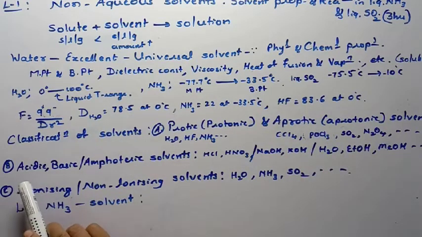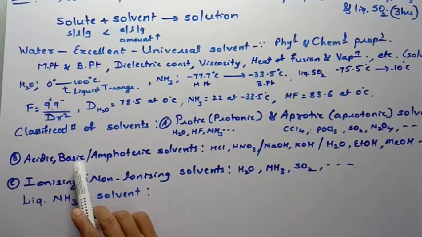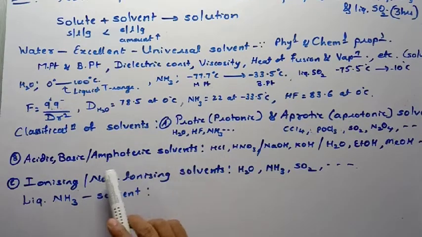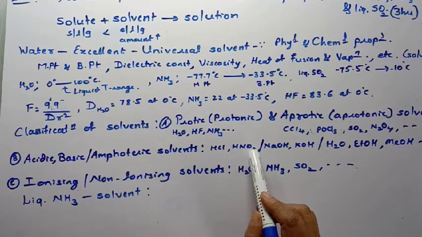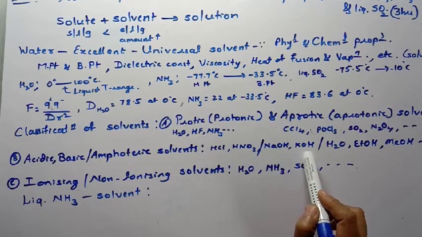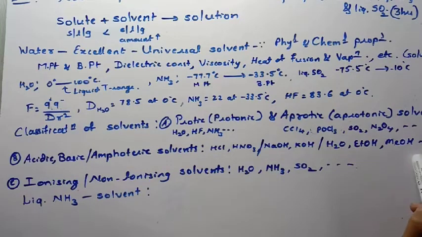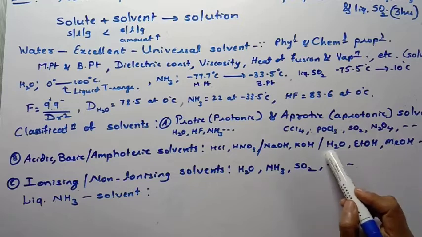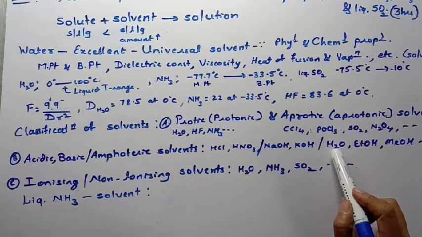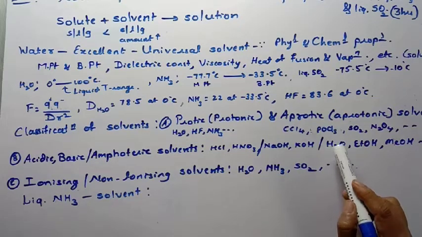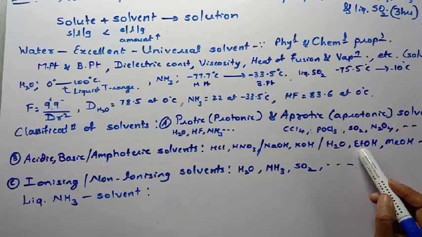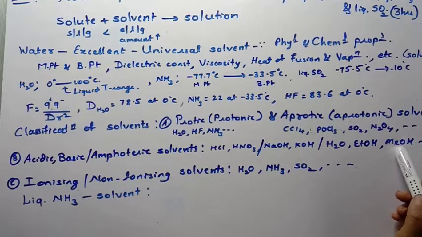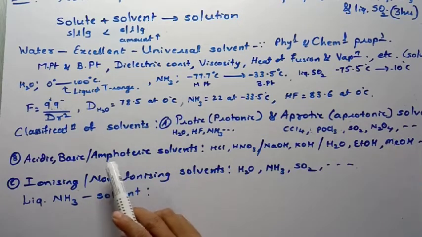Now the second one is acidic, basic and amphoteric solvents. You are well familiar: acids are the ones which produce H+ ions, and bases are the ones which produce OH- ions in solution. And amphoteric, based on the conditions, water may act as an acid or as a base. Therefore water is amphoteric in nature because it is weakly either acidic or basic. Similarly, ethanol, C2H5OH, and methanol, methyl alcohol, are examples of amphoteric solvents.